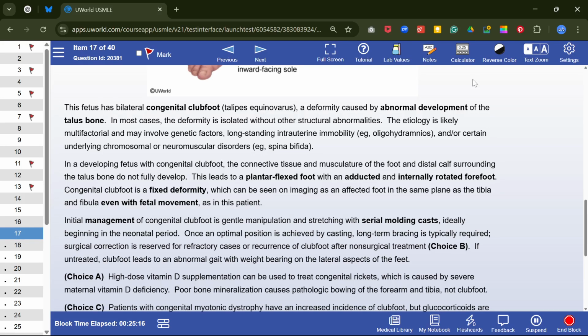Initial management of congenital clubfoot is gentle manipulation and stretching with serial molding casts, ideally beginning in the neonatal period. Once an optimal position is achieved by casting, long-term bracing is typically required. Surgical correction is reserved for refractory cases or recurrence.